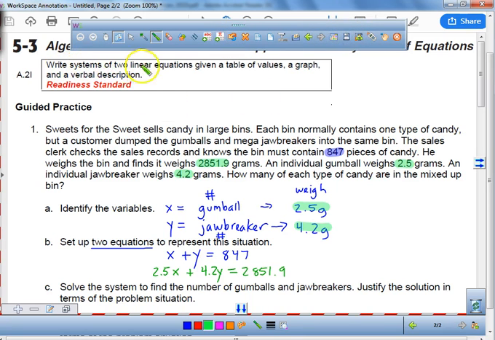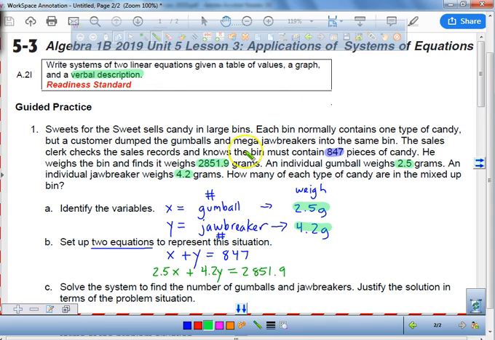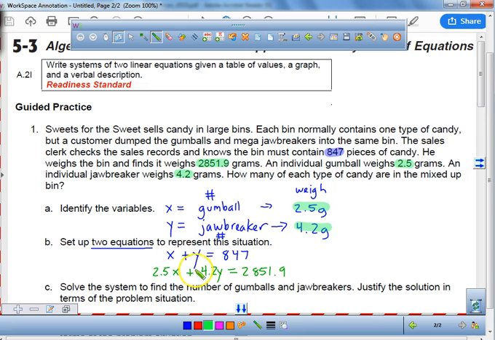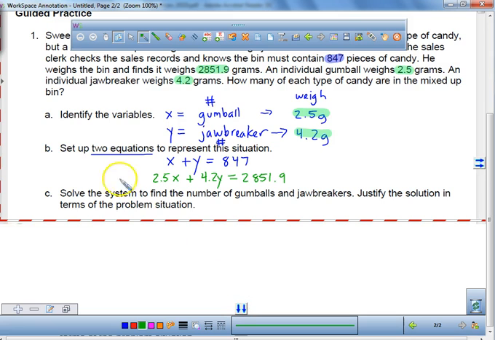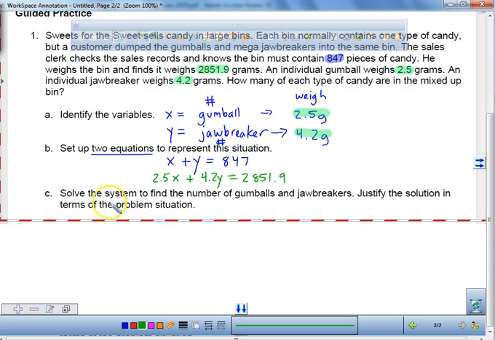Okay, so right now, this standard said: write systems of two linear equations given a table, values of a graph, or a verbal description. So what did we take? We took a verbal description and we wrote the system to find the number of gumballs and jawbreakers. Justify the solution in terms of the problem situation. So here's what I want you to do: just follow along. You should have that written on your paper.